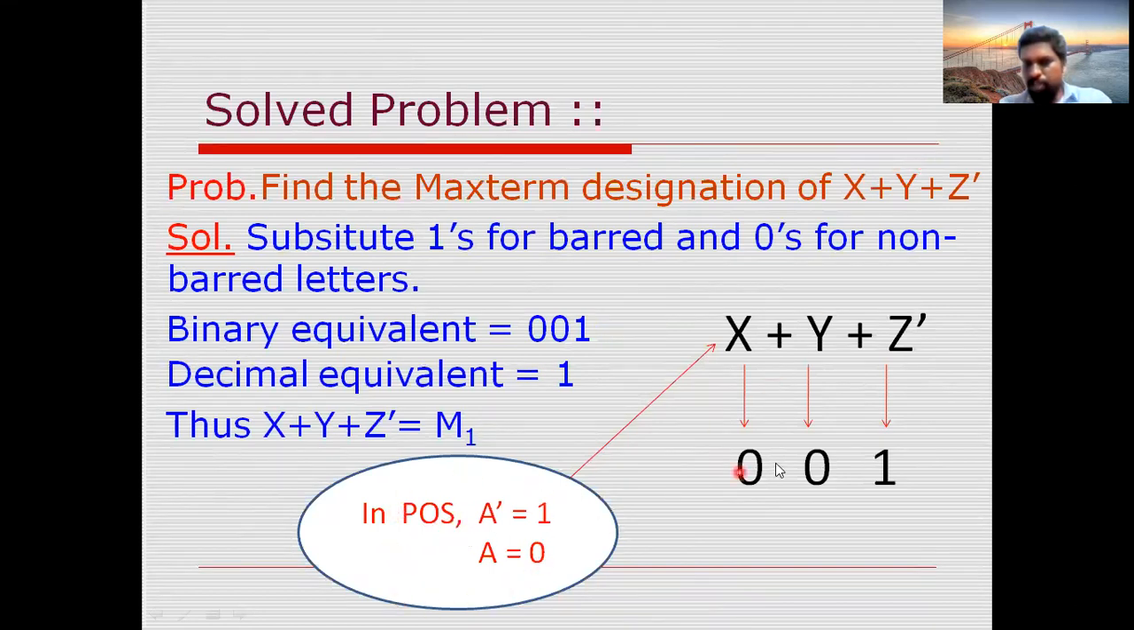Like that, same concept. Unless you use this, you cannot write down these values. First of all, you should know the consideration of POS: if a bar is there, it is taken as 1, otherwise 0. So bar is there, that's why take 1, rest all 0. 0, 0, 1, the answer is 1. So the answer will be capital M1. Why capital M1? Because it is a max term.